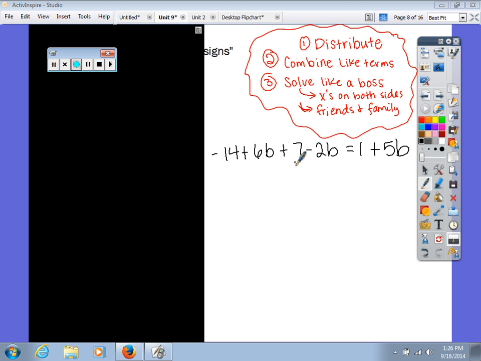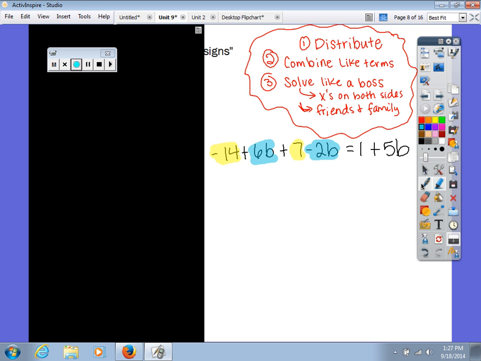Now, we also used our highlighters in class just to highlight what our like terms were. And we discussed how like terms are either the same variables or just plain old numbers. So let's go ahead. We're going to highlight our like terms, which should be negative 14 and 7. And then our other set of like terms was 6b and negative 2b, because they're both b's and here they're both numbers. Now, if we look on the right-hand side of the equation, these are not like terms, because this is a number and this is a b. So there's nothing to highlight here.